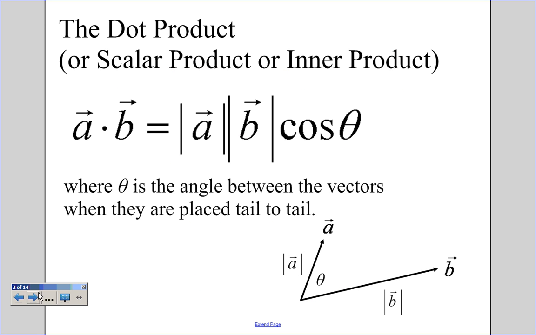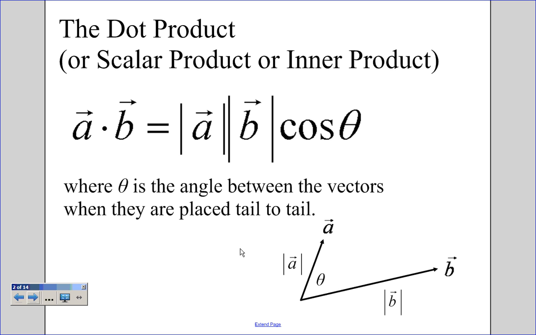The dot product, A dot B, is the magnitude of A times the magnitude of B times the cosine of the angle in between. And that's when they're placed tail to tail. So if we have a setup, two vectors are placed tail to tail. Theta is the angle in between.